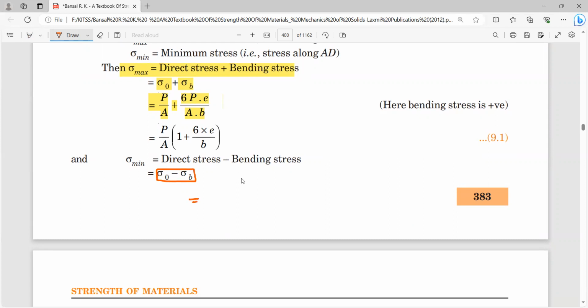How to calculate direct stress? Simply P by A, load by area. If it is a rectangle section, area is equal to B into D. If it is a circular section, area is pi by 4 D square.